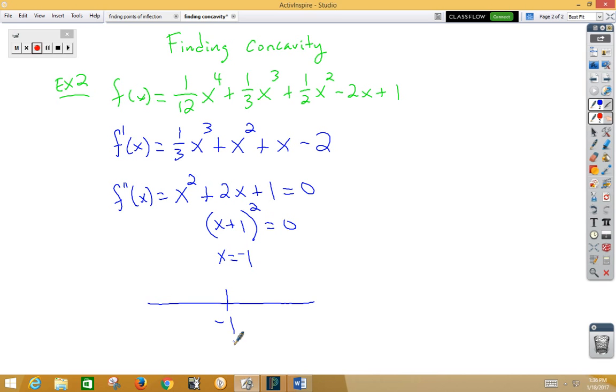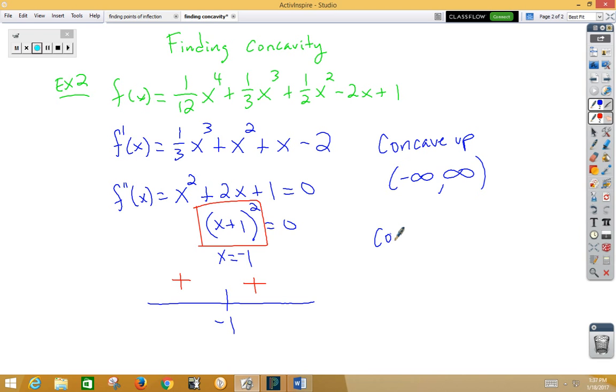Now, when we do our sign test, again, we have a square here, and when you square something, it's always positive. Well, that means this thing is going to be always concave up. So concave up from -infinity to infinity, concave down, never or none. And the reason this is concave up is the second derivative is always positive.